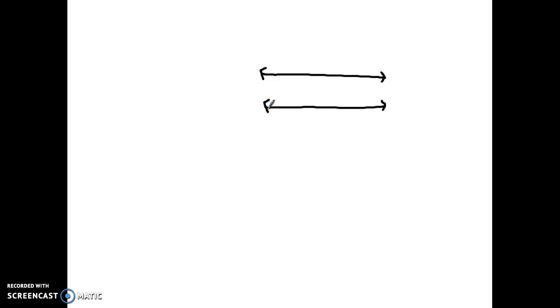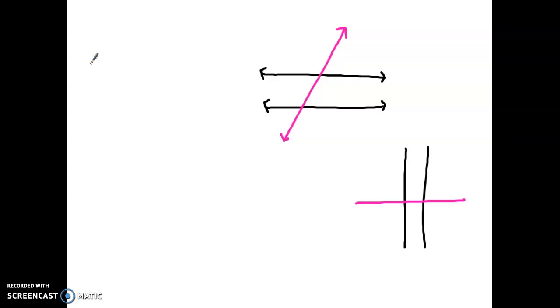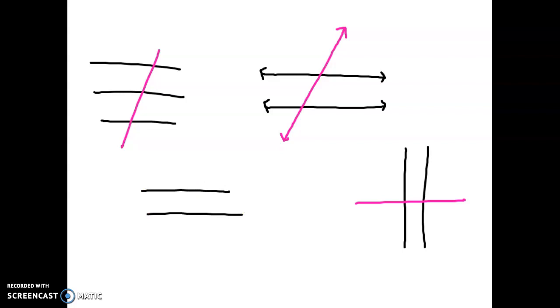What we're learning today is a transversal, and a transversal is a line that cuts through those two parallel lines. Of course, here, this purple line is going to be your transversal. They don't always look like this. Sometimes the parallel lines can be straight up and down, transversal across. Sometimes there's more than two parallel lines, one transversal. Sometimes there's two parallel lines and you could have more than one transversal. Either way, the transversal will cut through these parallel lines.